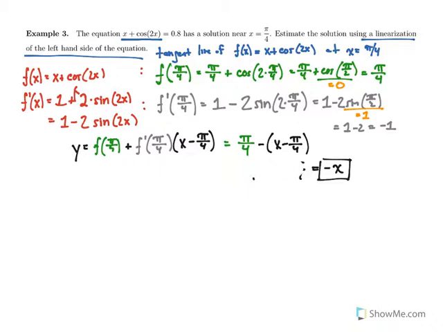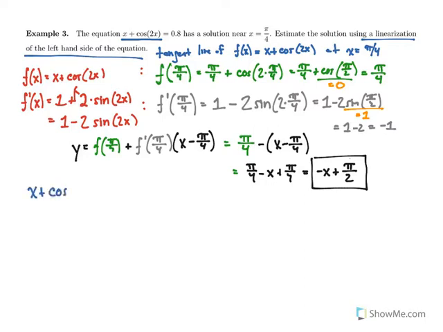And I made a little mistake there. Let's do that again. This should be pi over 4 minus x plus pi over 4, which is negative x plus pi over 2. All right. There is our tangent line. And we are approximating. We're saying that x plus cosine of 2x is about the same thing as negative x plus pi over 2 near x equals pi over 4.